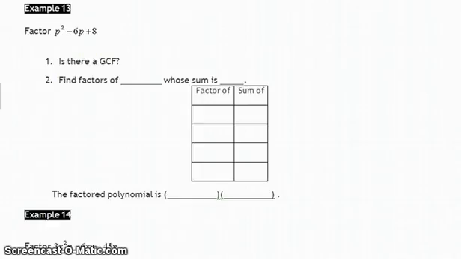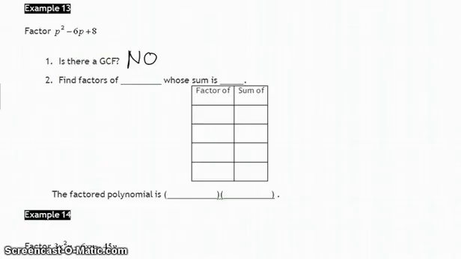Okay, our first step is to find and see if there is a greatest common factor. So I need to look at p squared, negative 6p, and 8 and try and determine, do I have a common factor? Well, the only factors of p squared are 1 and p squared. So right there, I don't have a p over in that 8. Just by looking at that, I can say no, we don't have a common factor between those three terms.